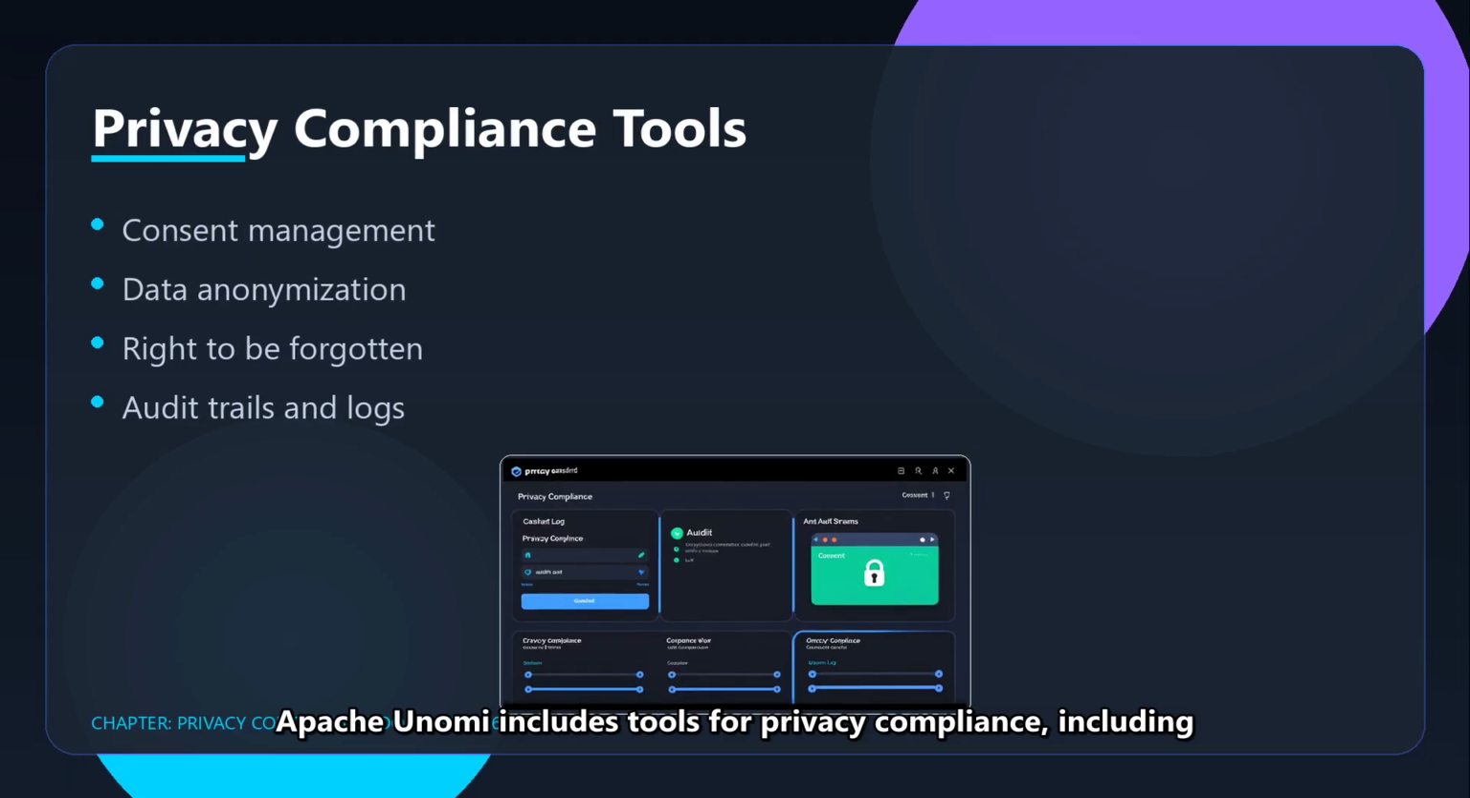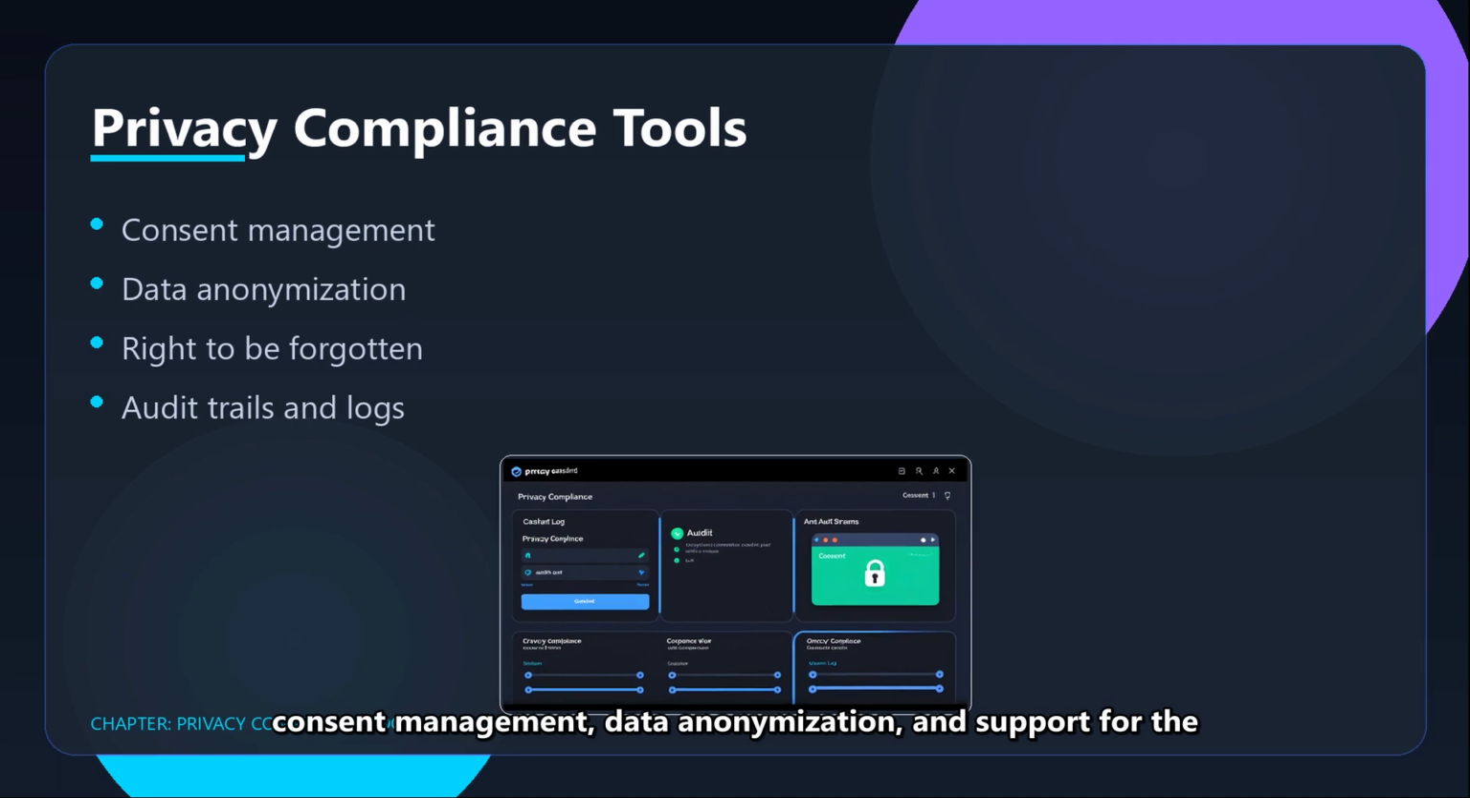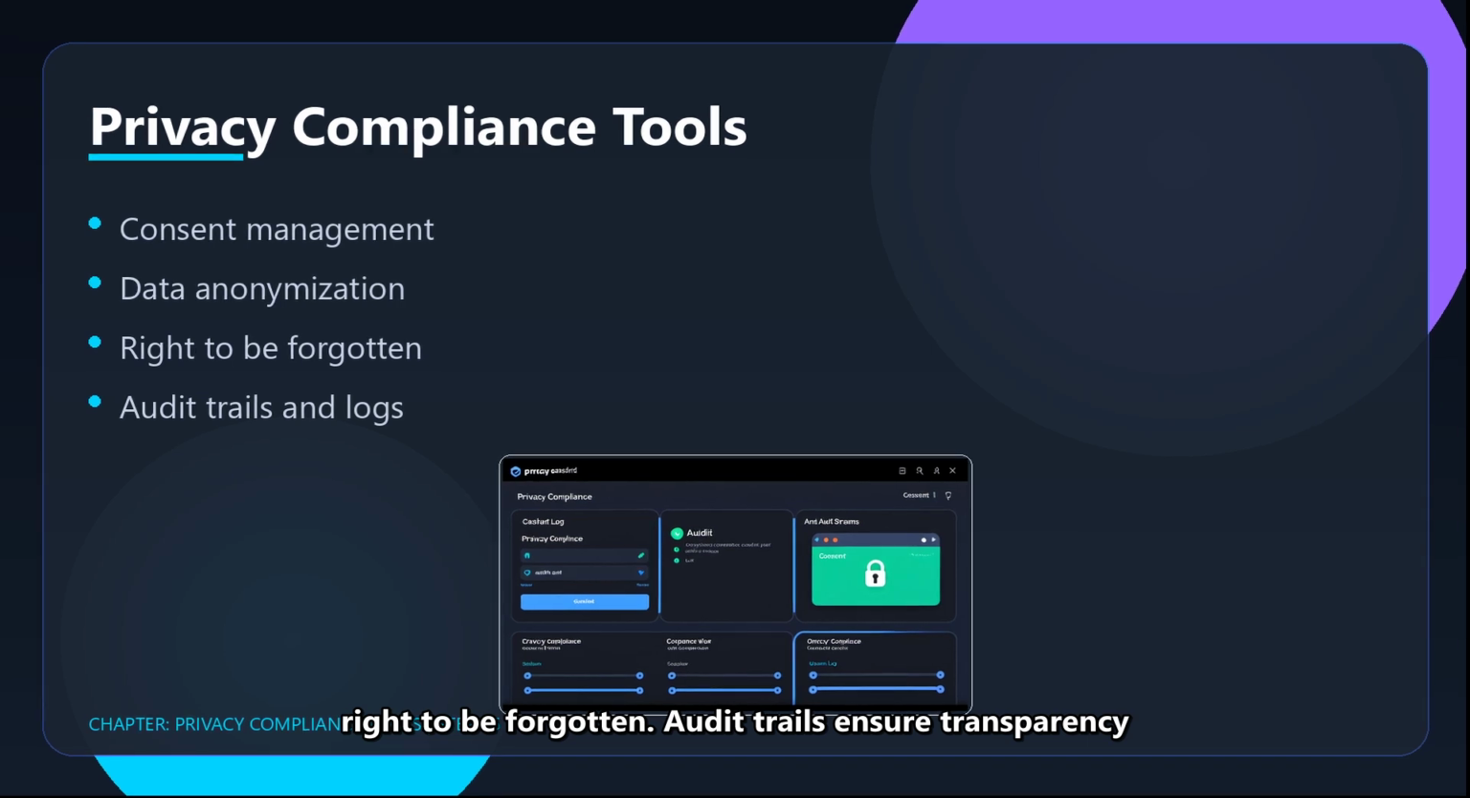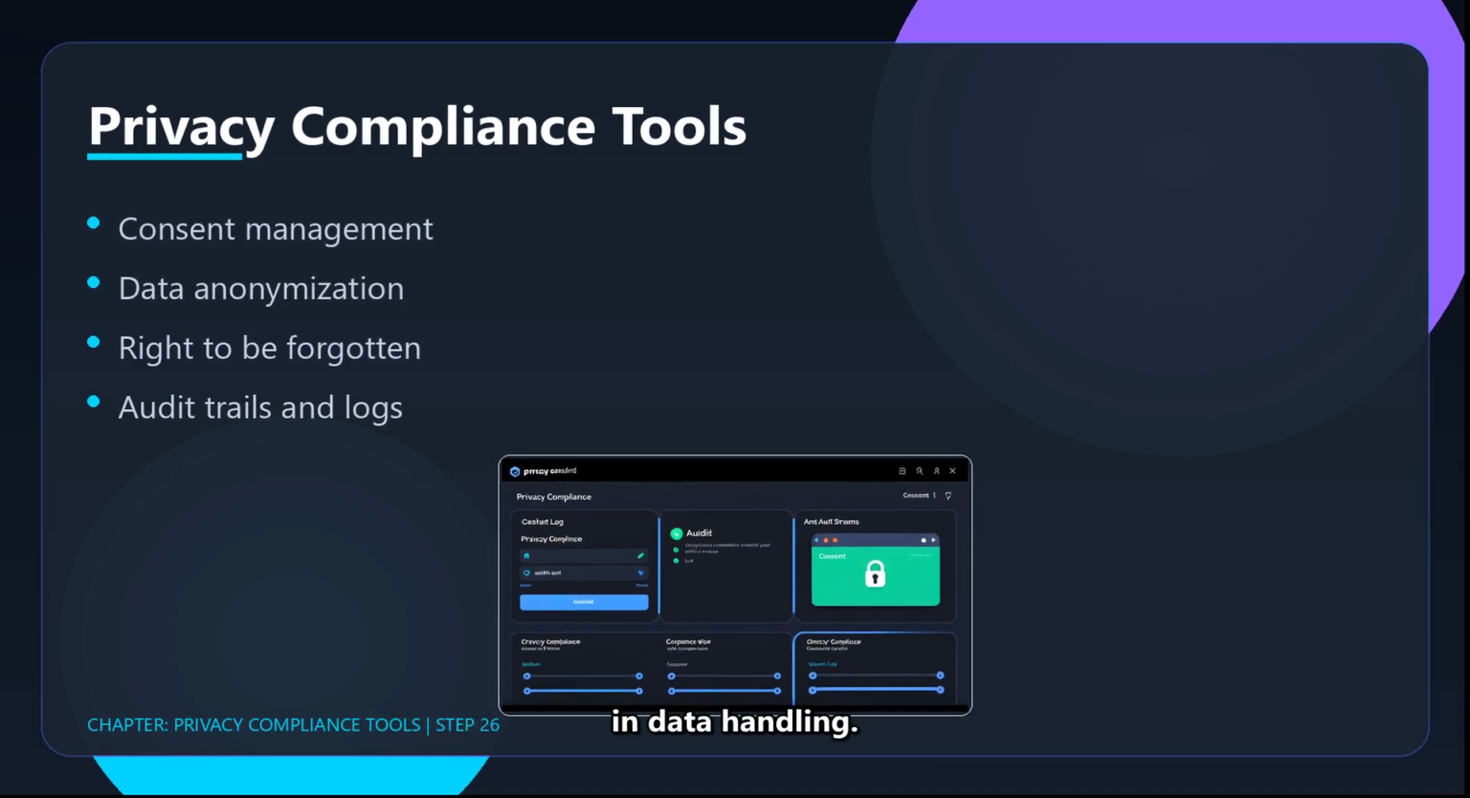Apache Unomi includes tools for privacy compliance, including consent management, data anonymization, and support for the right to be forgotten. Audit trails ensure transparency in data handling.